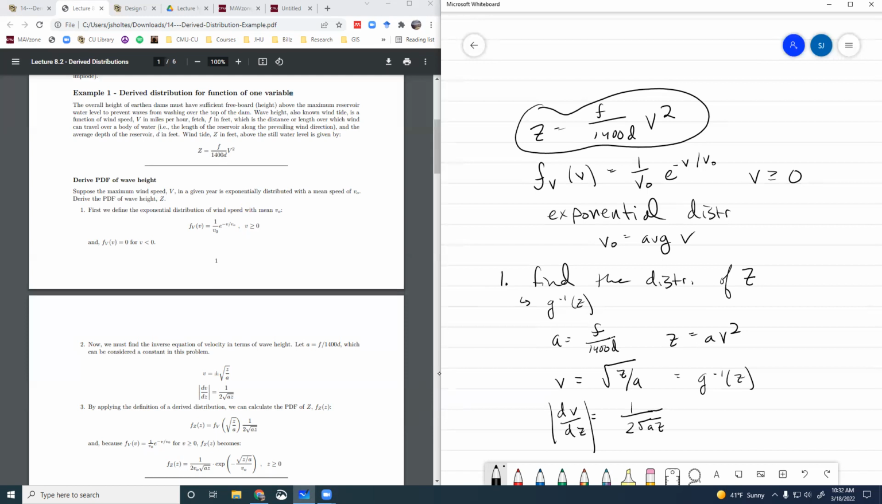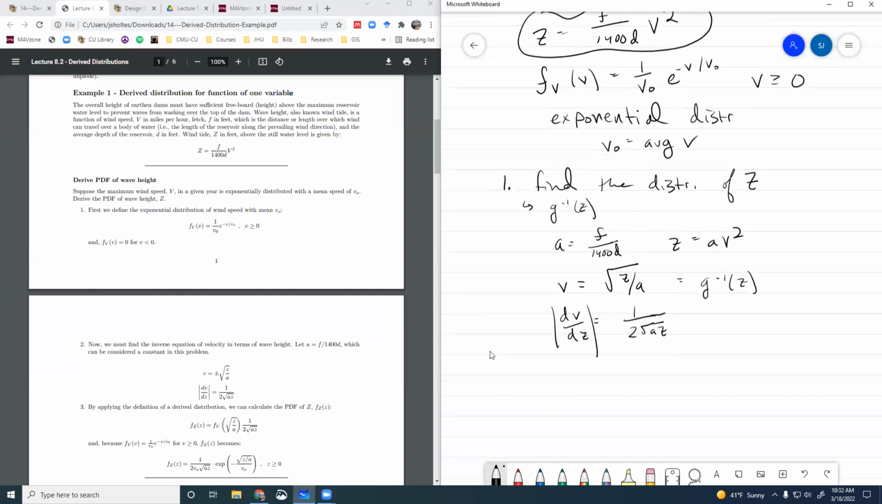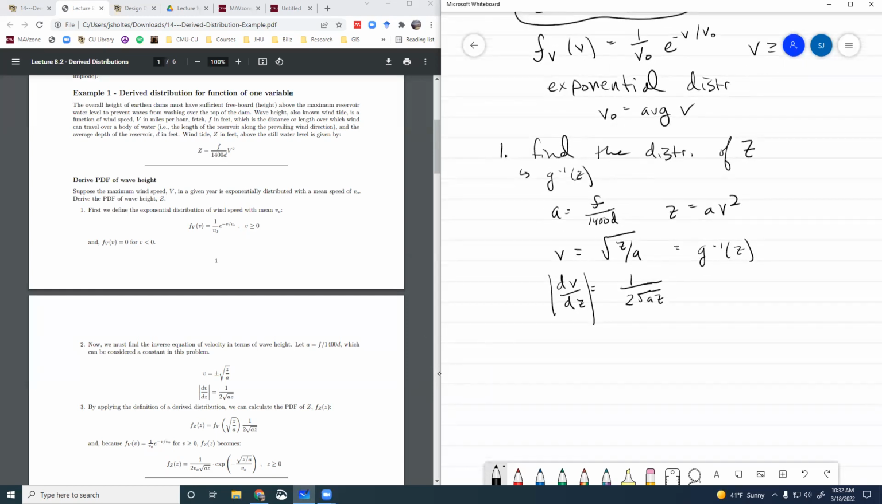Okay. So we derived that, sorry, took the derivative of that. And now we're just going to plug everything in. So it's actually not too unbearable. We're saying that the probability distribution of Z is equal to the PDF of V, in which we put in that inverse function of Z, times the derivative.